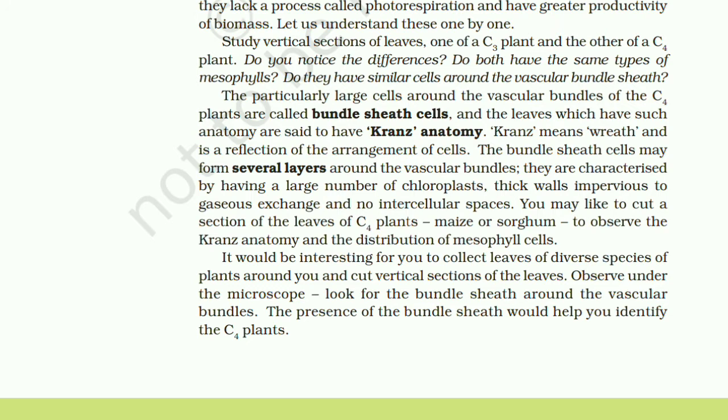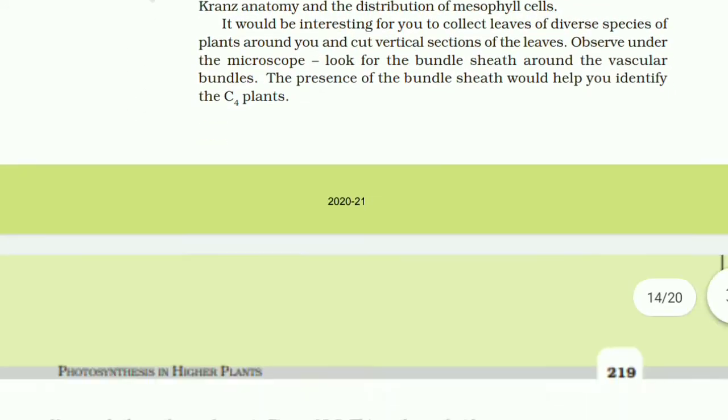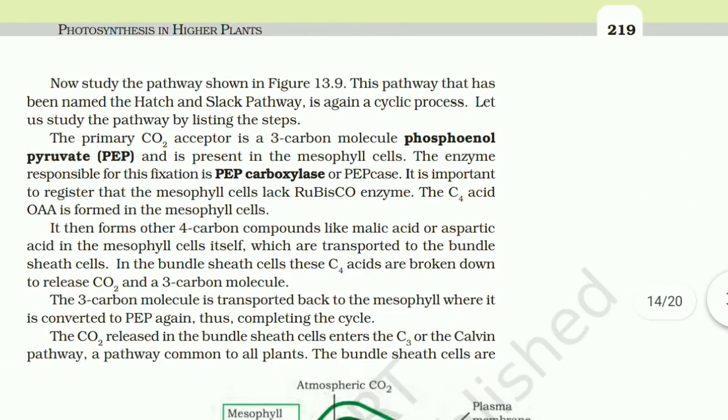It would be interesting for you to collect leaves of diverse species of plants around you and cut vertical sections of the leaves. Observe under the microscope, look for bundle sheath around the vascular bundles. The presence of bundle sheath would help you identify the C4 plants. Now study the pathway shown in figure 13.9.